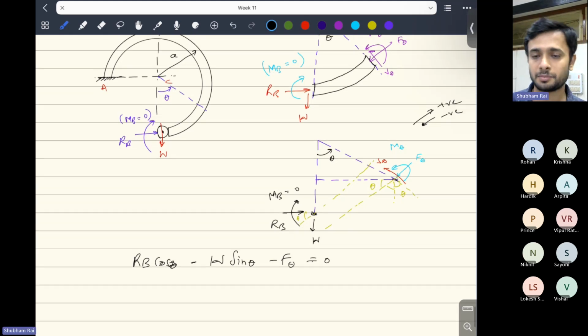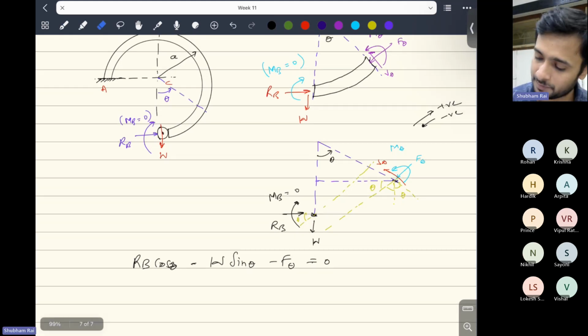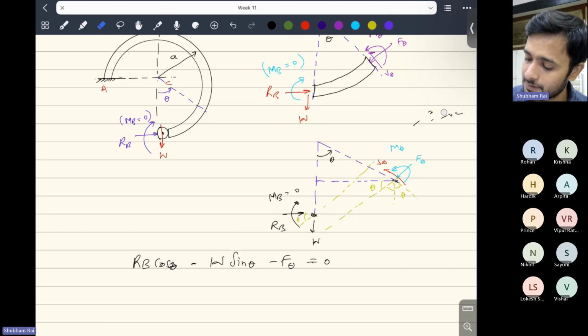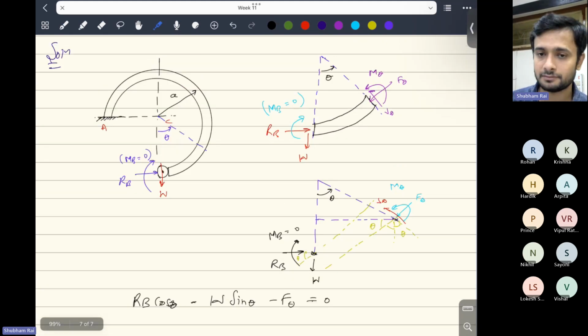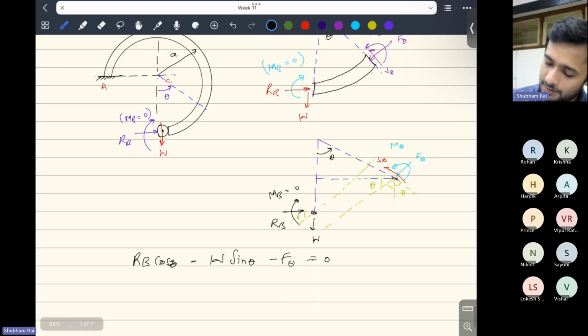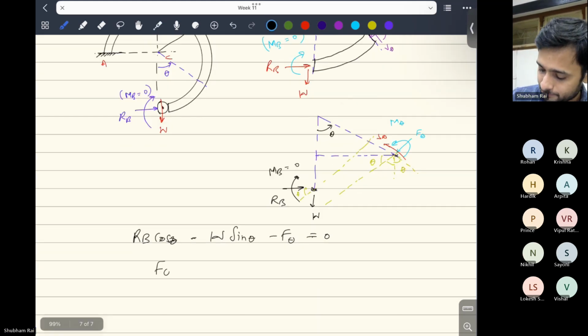Okay, so in the plus theta direction I'm taking positive, and in the minus theta direction I'm taking negative. That's why finally I'm following the sign convention anyway. So that's why we are getting F theta, and F theta direction is towards this negative e theta direction only. So finally F theta you will get as RB cos theta minus W sin theta. So this is the axial force.